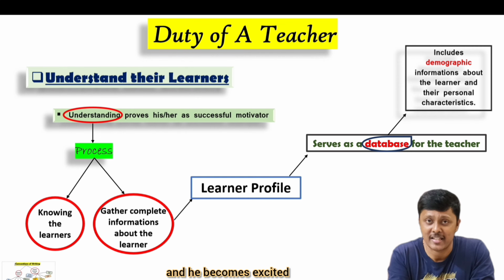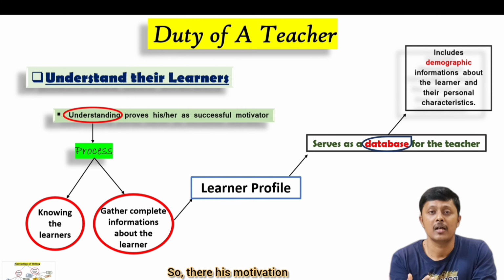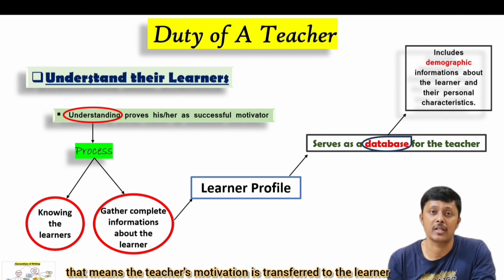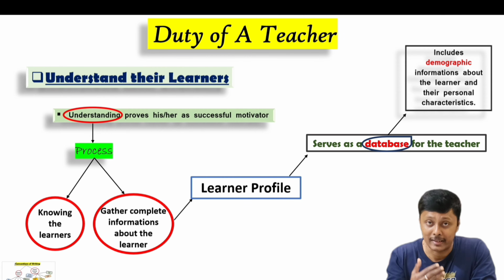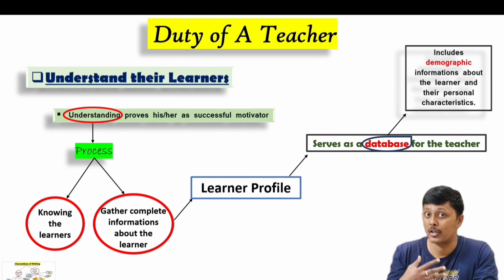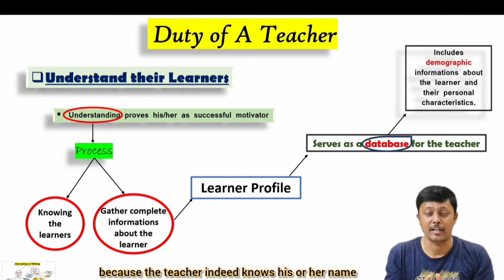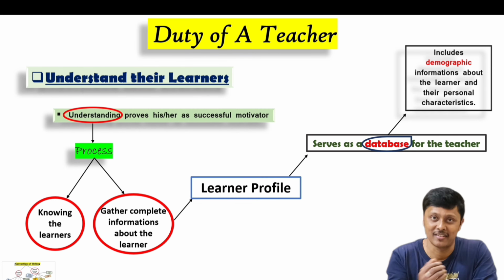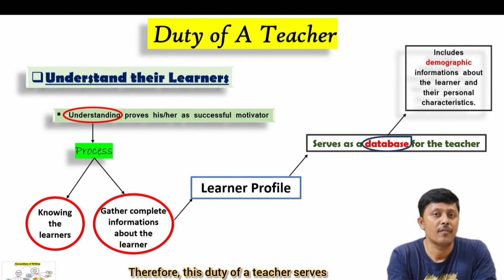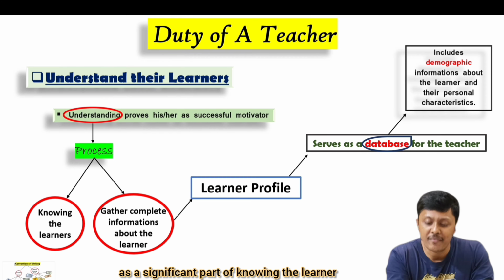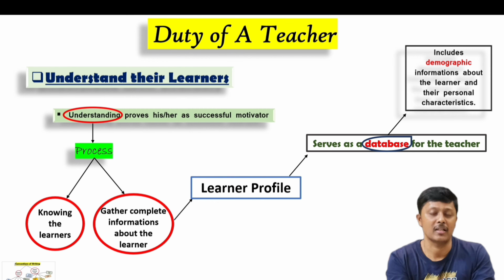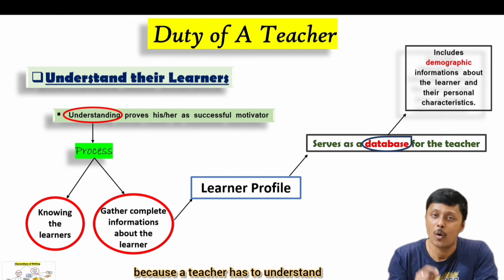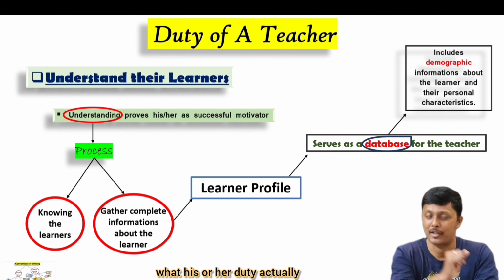For example, if you mention the name of a learner, the learner gets interested in it, and he becomes excited that the teacher knows my name. So there, the teacher's motivation is transferred to the learner, and the learner will get to know what he has to do, because the teacher indeed knows his or her name. The learner basically feels delighted. Therefore, this duty of a teacher serves as a significant part of knowing the learner, because a teacher has to understand what his or her duty actually is.